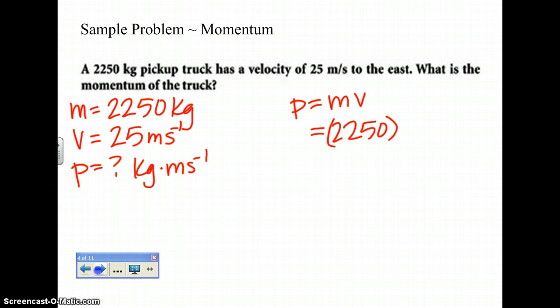So 2250 times 25. All you have to do is take a quarter of 2250. You can totally do that in your head. A quarter of 2250. And that's the number you want to multiply by. With me? Okay, so that would mean that your calculated answer should come out to be 56,250. Please have your calculators out. Please be calculating these as we're going through the problems.